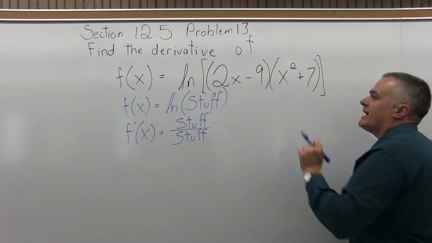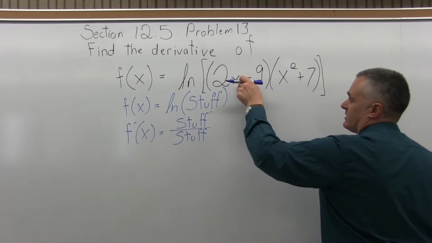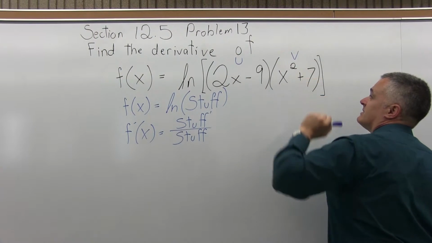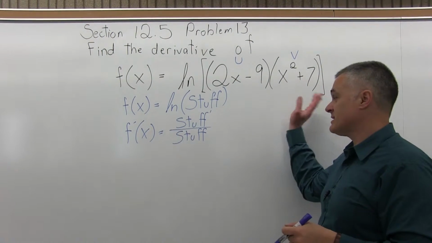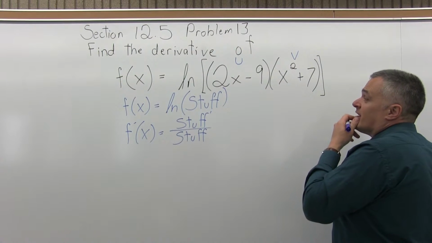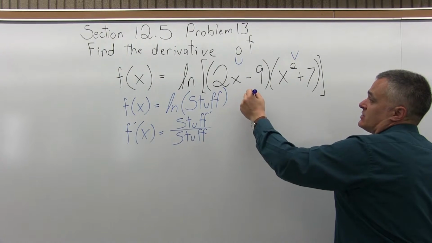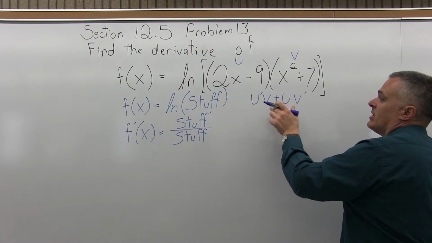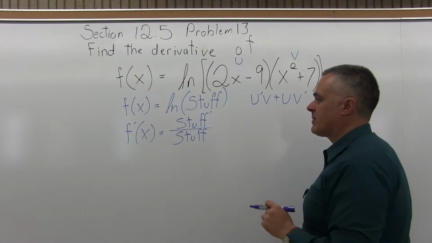Now, the stuff happens to be a product, right? The 2x minus 9 in the first set of parentheses is the u, and the x squared plus 7 in the second set of parentheses is the v. So you could FOIL this out and clear the parentheses, and then you wouldn't need the product rule. And that's not a bad thing to do. But if you leave the product the way it is, you would have to do u prime v plus u v prime to do the derivative of the two sets of parentheses in our problem.